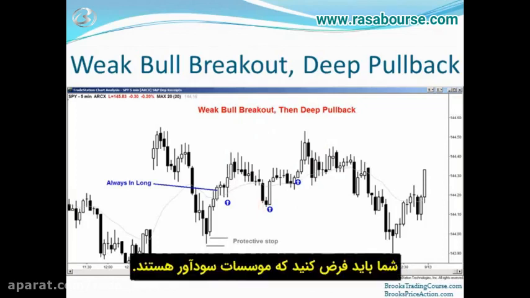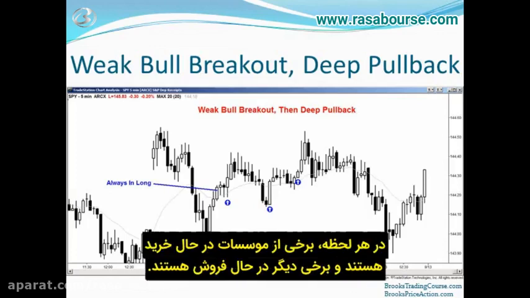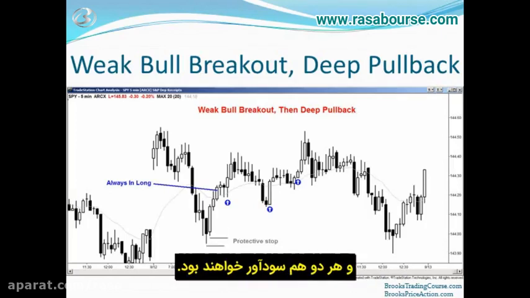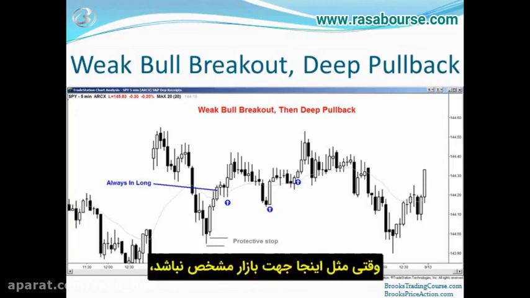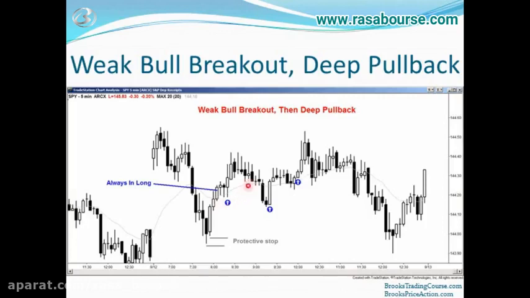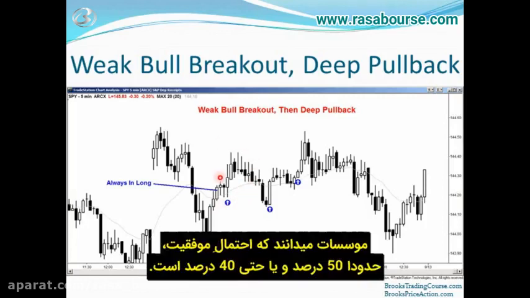You have to assume that institutions are profitable. At any given moment, you have institutions buying and institutions selling, and both are going to make a profit. When the market is unclear, as it is today, the institutions know that the probability is around 50%, maybe even 40%.